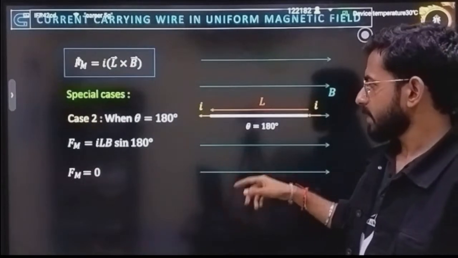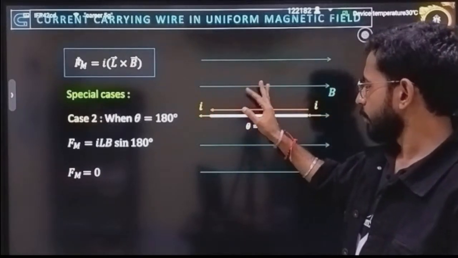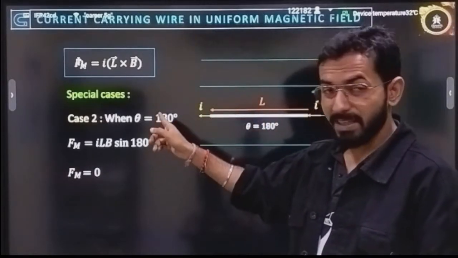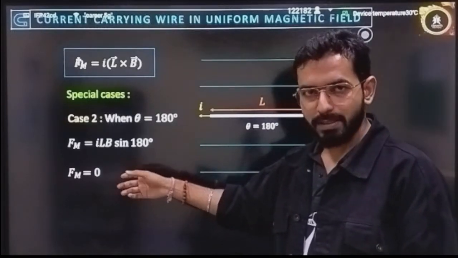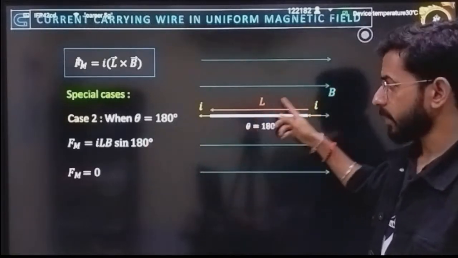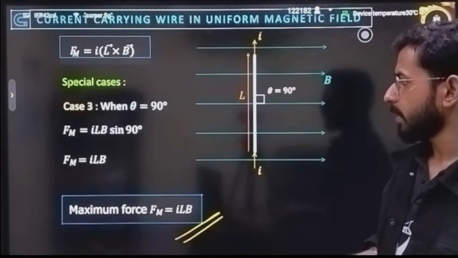0. Second case, if magnetic field and current are in opposite directions, that means the angle between them is 180 degrees. If the angle between them is 180 degrees, you will again have a 0 answer, because sine of 180 is what? Sine 180 is equal to 0. All n pi angles are 0 in general also.